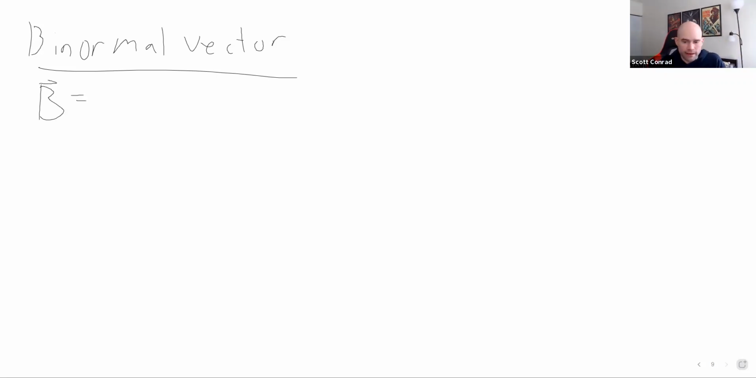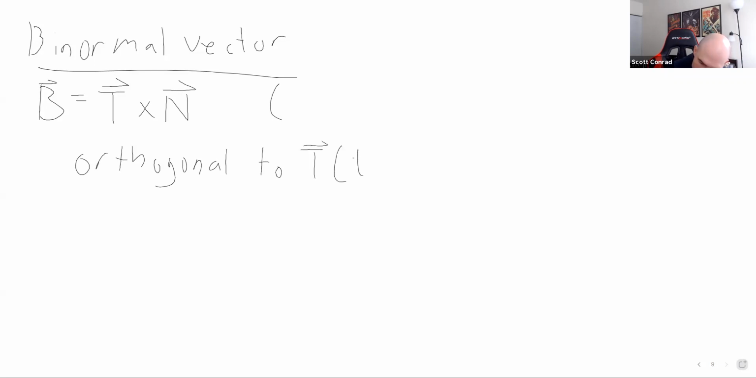So we use a capital B for that. And that's just going to be the unit tangent cross the unit normal. So this is going to be a vector which is orthogonal, obviously, because it's the cross product of the two, to the unit tangent and the unit normal. And we like unit vectors in this case.